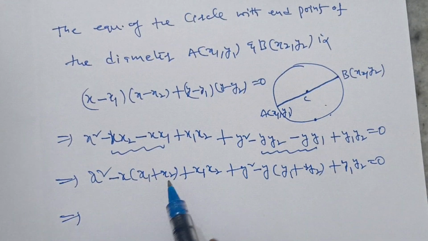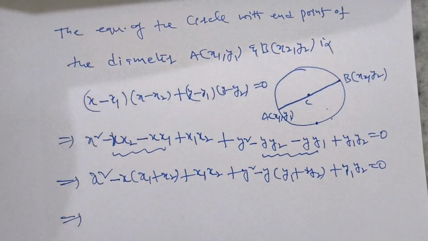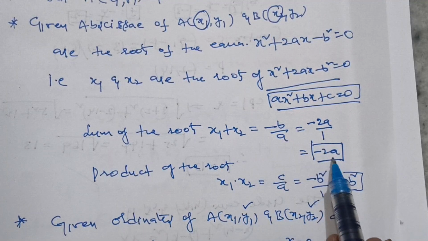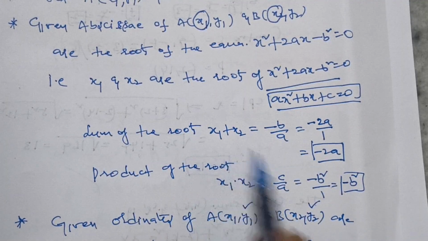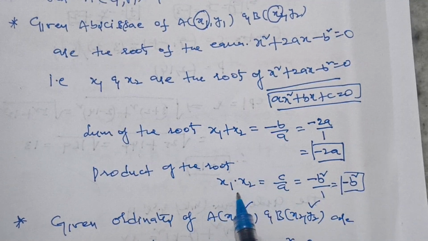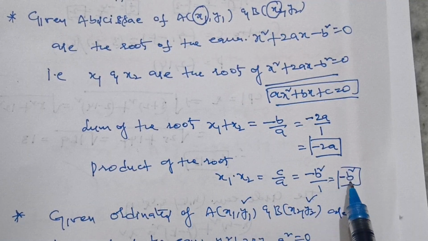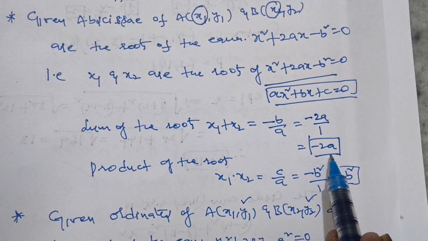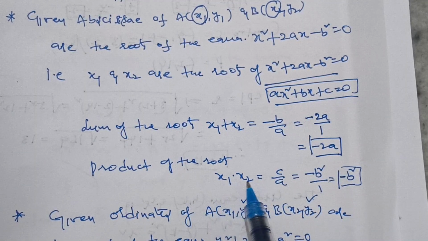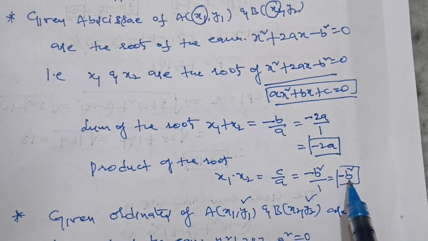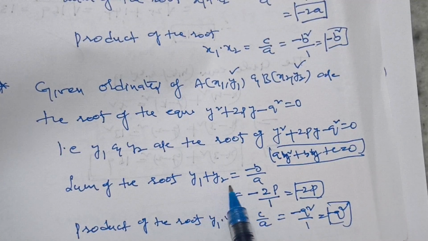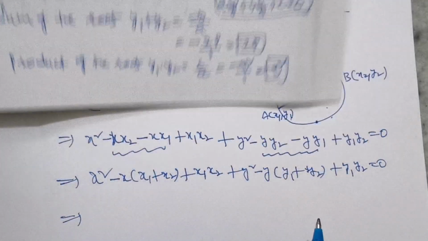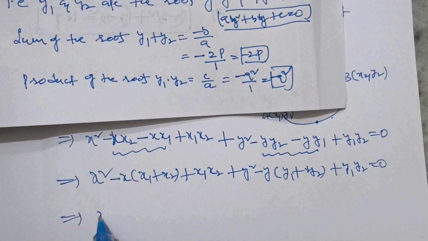Here, what is the x1 plus x2 value? The x1 plus x2 value is minus 2a, by the sum of the roots formula, and the product of the roots x1 into x2 is minus b square. So in place of x1 plus x2 we substitute minus 2a, and in place of x1 into x2 we substitute minus b square. Similarly y1 plus y2 value is minus 2p, and y1 into y2 is minus q square. So write these values here.